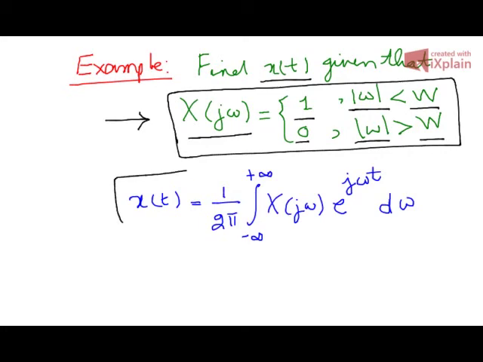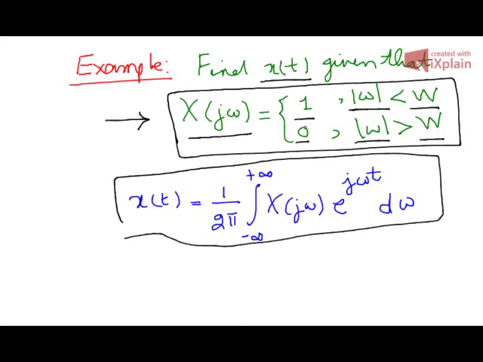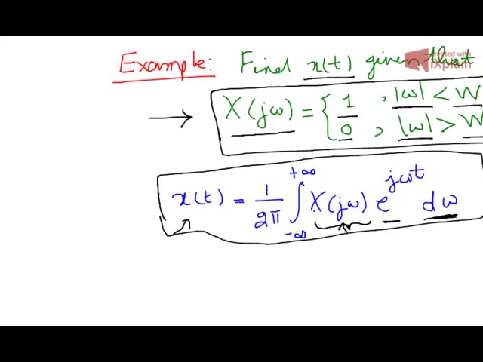Basically, we have to solve this integral, which is the inverse Fourier transform. We can write the inverse Fourier transform, which gives us x of t, the time domain signal, from its frequency domain pair: 1 over 2 pi, integral from minus infinity to plus infinity, x of j omega multiplied by this exponential, d omega. Keep this in mind, here the variable is omega, not t, as we did in our previous examples. So first of all, I would like to draw this signal, x of j omega.